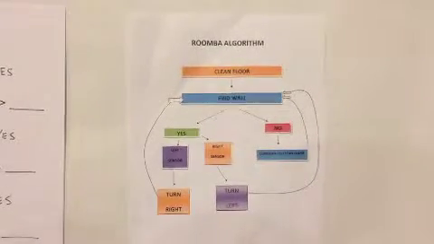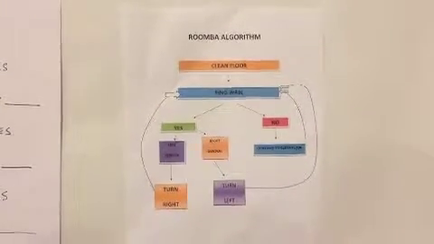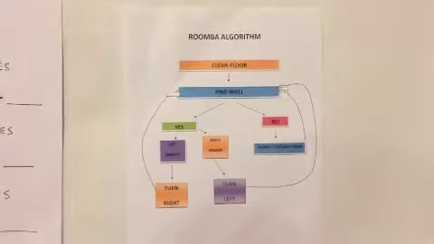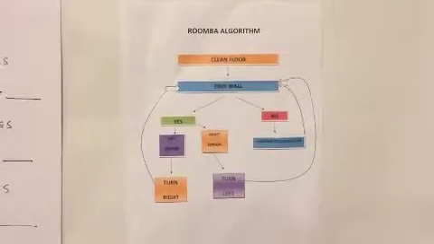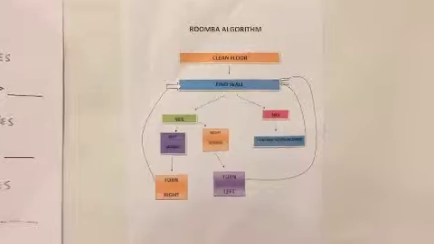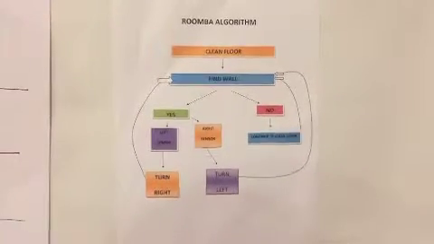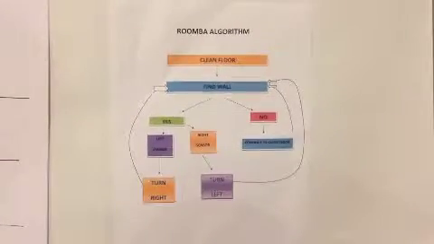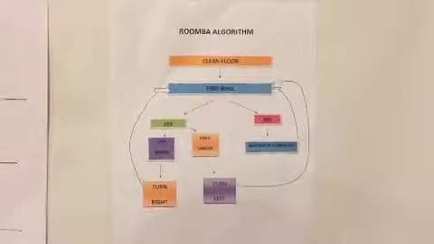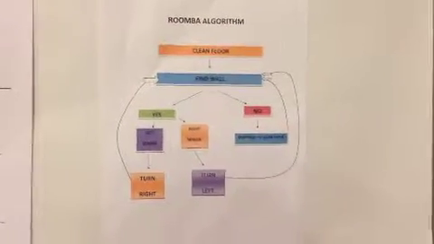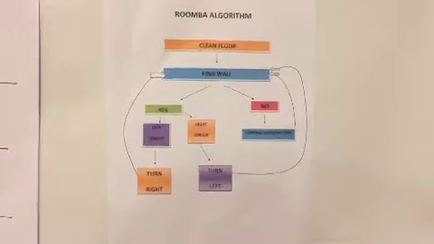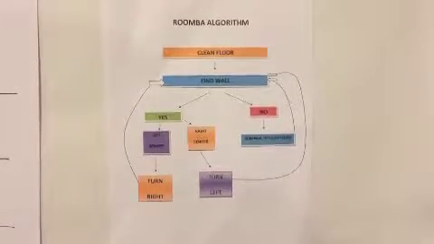But if it does not find a wall, it'll just keep going around in circles and continuing to clean your floor. So now that we know this, we will determine what you will learn by the end of this lesson. We'll be able to predict a Roomba's movements based on this algorithm, and also be able to illustrate a Roomba pattern based on some instructions in a practice exercise that we're going to use here in a few minutes.